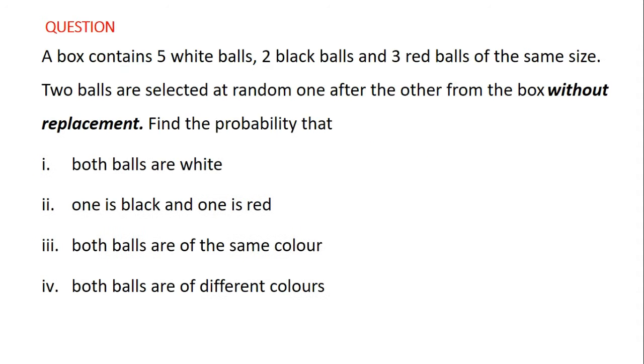We are on the topic probability. In the previous video, we solved a question on selecting balls from a bag one after the other with replacement. In this video, we are going to solve a question on selecting balls from a bag one after the other without replacement. The question for this video is, a box contains 5 white balls, 2 black balls and 3 red balls of the same size. 2 balls are selected at random one after the other from the box without replacement.